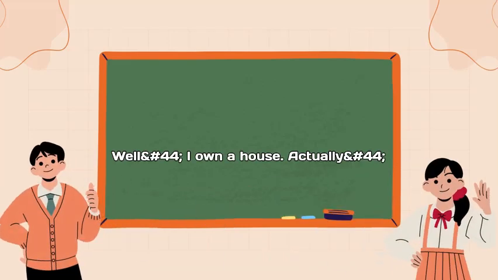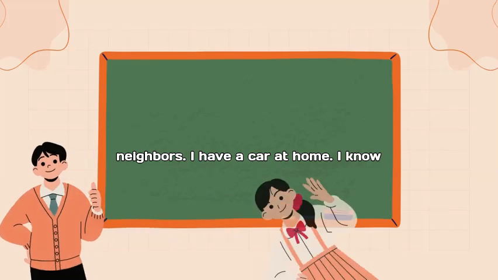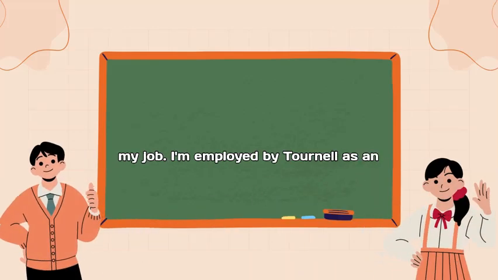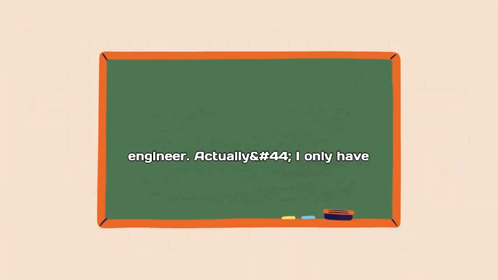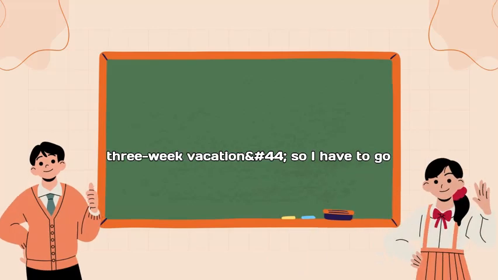Well, I own a house. Actually, I'm leaving my dog there with my neighbors. I have a car at home. And my job? I'm employed by Tornell as an engineer. Actually, I only have 3 weeks vacation, so I have to go back to work at the end of March.